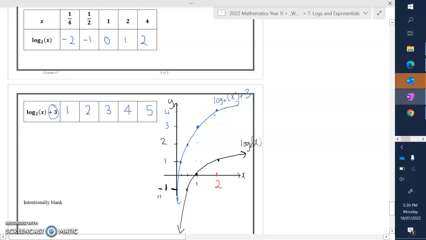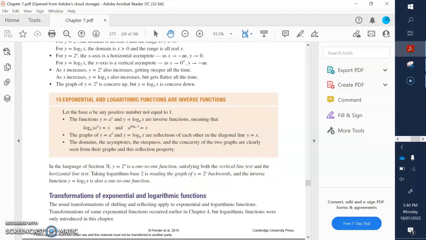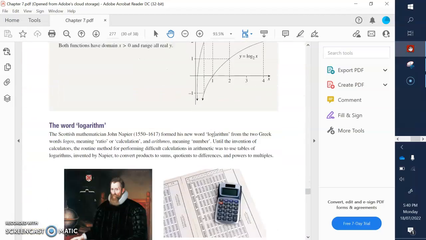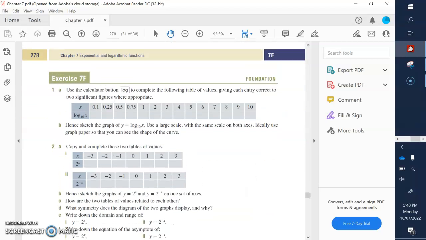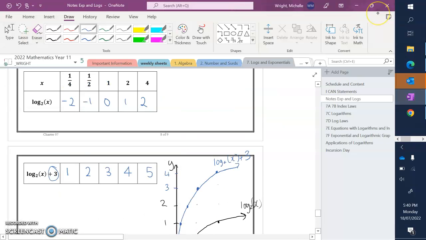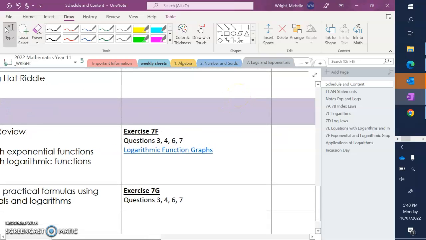So what that now allows you to do, I'll just shuffle back over to the textbook for a moment. We are in 7F, exponential and logarithmic graphs. Feel free to go through that textbook. Basically, I've summarized for you what is in there, and I would like you to have a go at some of exercise 7F. We don't need to do all of it. In the OneNote, if you go back into there, it will show you what I would like you to do. 7F, basically 3, 4, 6, and 7.